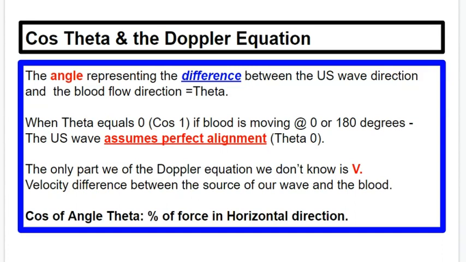The only part of the Doppler equation we don't know is velocity, and the machine extracts this velocity information for us through a process called demodulation and autocorrelation with blood. So the velocity difference between the source of our wave and the blood is the Doppler shift.